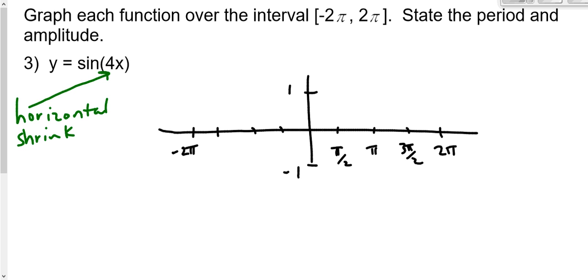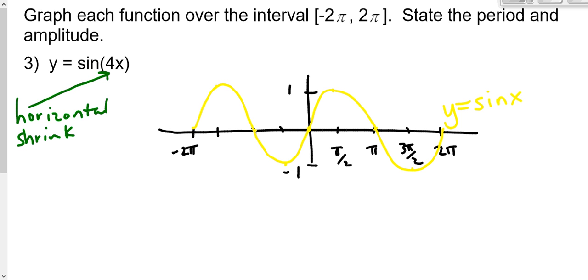Normally, this is what the sine graph would do. Normally, the sine graph would go middle, top, middle, bottom, middle, middle, bottom, middle, top, middle. So the yellow one, that's what a regular sine graph would look like. But what we're doing is we're making 4 times as many of those.